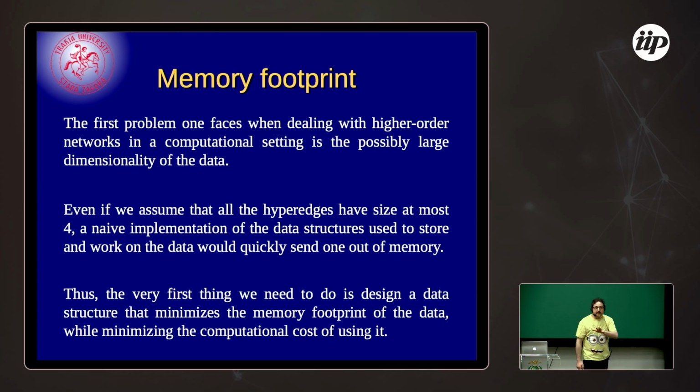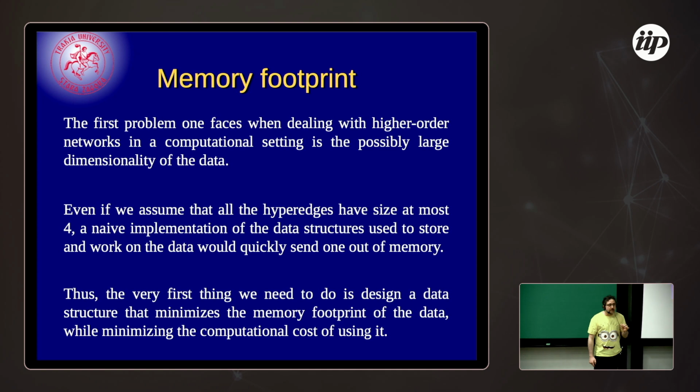Just to fix the ideas, imagine that you are just using a k-uniform hypergraph, so all the edges have the same size. Say you take size 3 or size 4. Even just with size 4, if you use a naive data structure, a naive way of storing the data in the computer, you're going to run out of memory in no time at all. As soon as your network is more than, I don't know, maybe 15 nodes, you're out of memory.